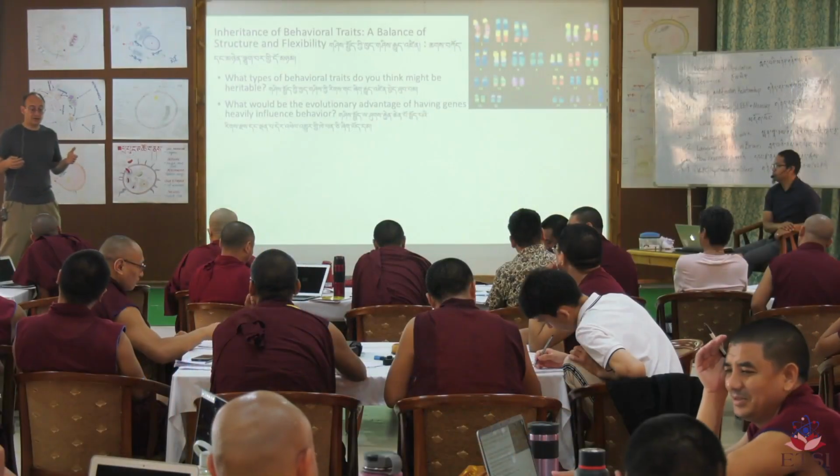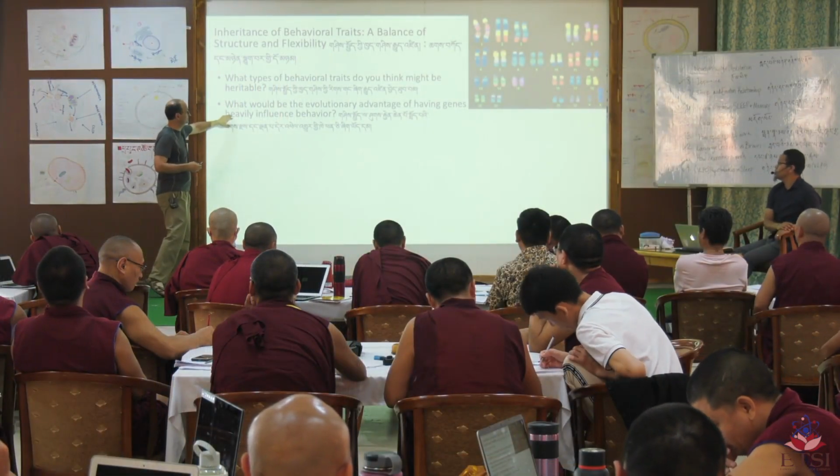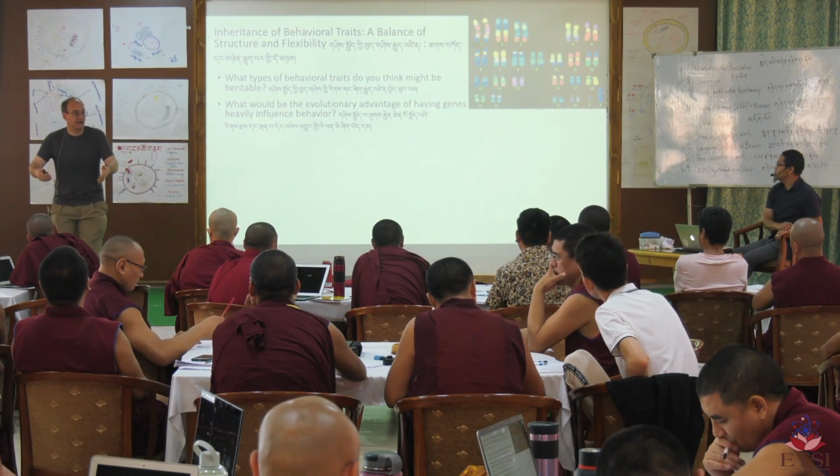So obviously you can have a big evolutionary advantage having genes that heavily influence behavior, because if a certain behavior helps you to survive and reproduce and make new offspring, if that's heritable, you can pass that on to your offspring and they have a better chance of surviving and passing those things on.